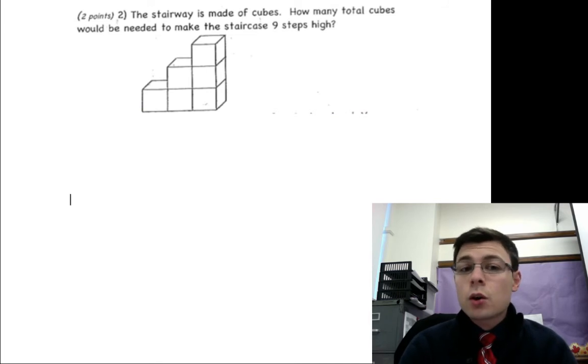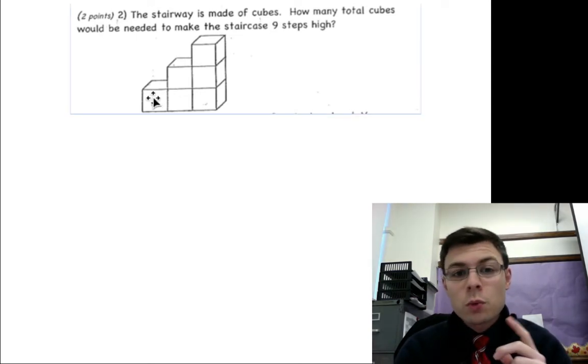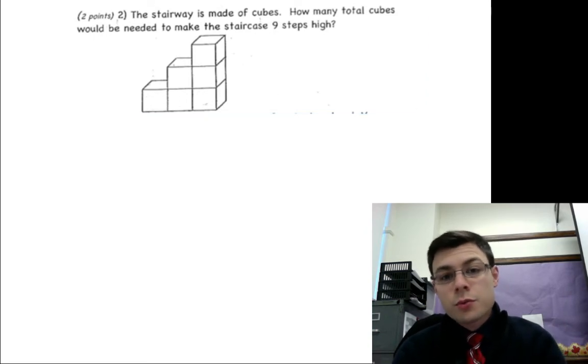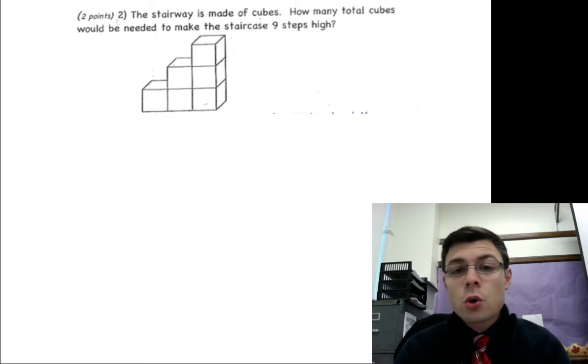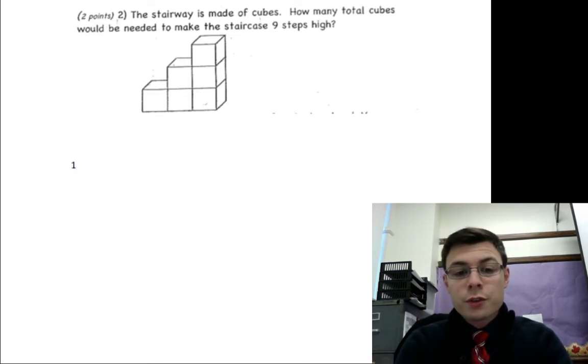So what we notice here is that question 2 might actually be even easier than question 1 was. We're looking at a staircase. It's your classic staircase pattern, where the first step has one block, the second step has 2 blocks, the third step has 3 blocks, etc. So if we're looking for the total number of cubes for a staircase 9 steps high, we're just going to need 1 for the first step, plus 2 for the second step, 3 for the third step, 4 for the fourth step, 5 for the fifth step, 6 for the sixth step, 7 for the seventh step, 8 for the eighth step, and 9 for the ninth step.